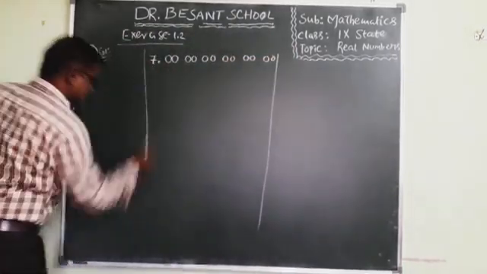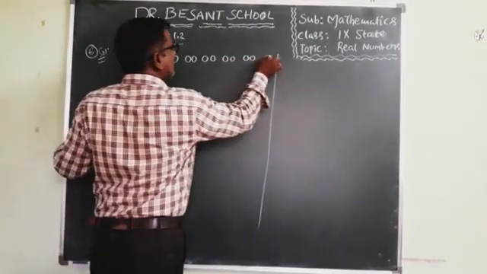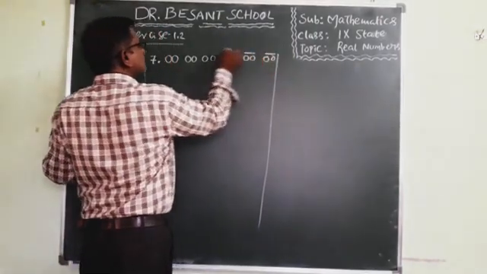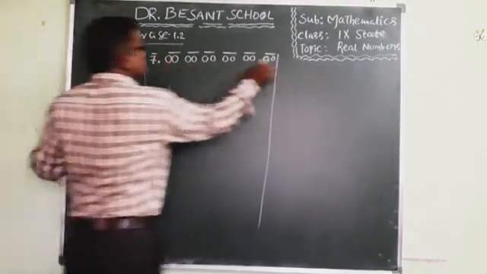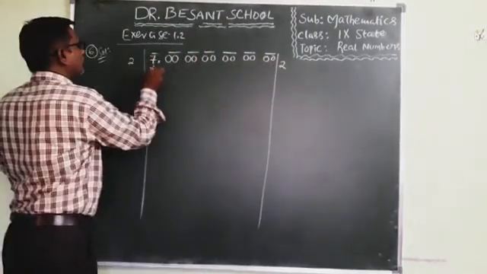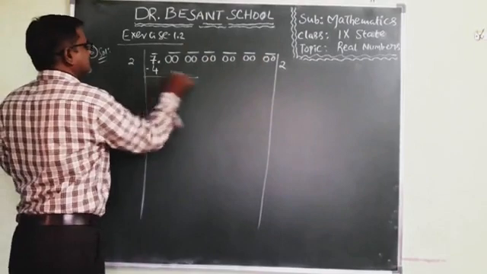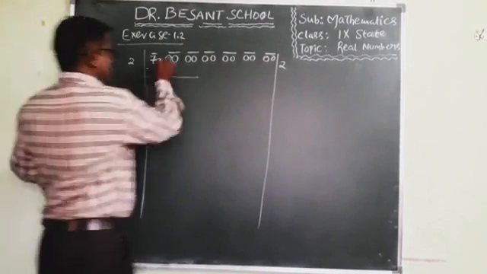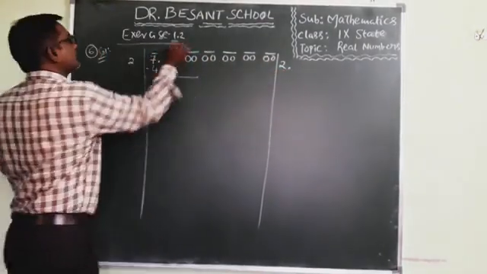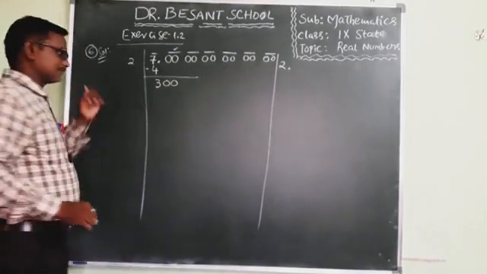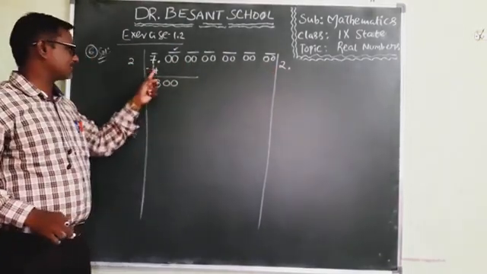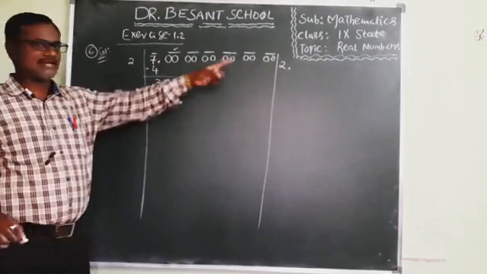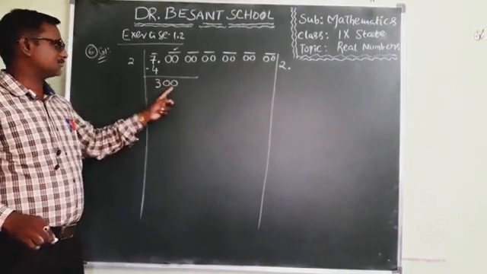Okay, children, once verify this, all of you. 2 zeros, 2 zeros, 2 zeros, 2 zeros, 2 zeros. This single 7 has a bar. So 2 twos are 4. 7 minus 4 is how much? 3. Place a point here. Replace these 2 zeros. 2 twos are 4, 7 minus 4 is 3, keep the point there. Replace these 2 zeros, it becomes 300.